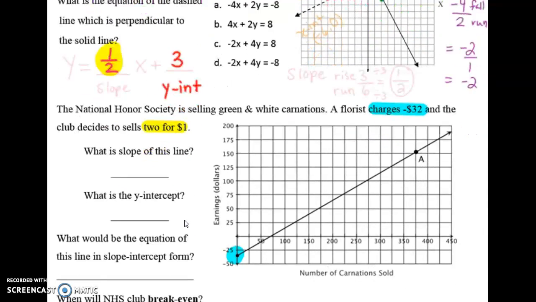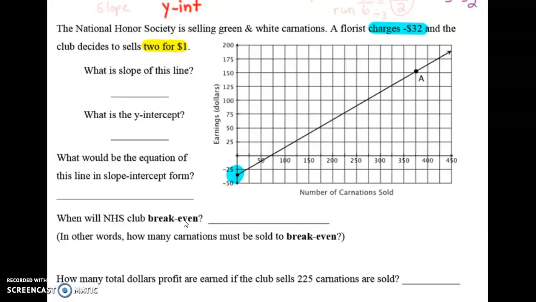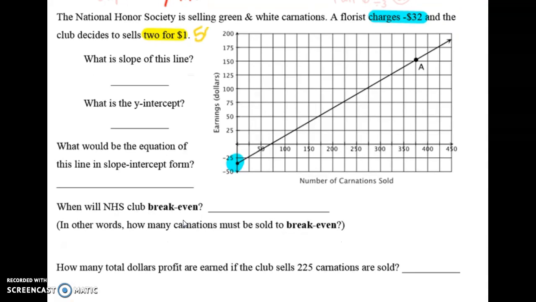Now, the next sets of questions deal with the National Honor Society, who are selling green and white carnations. The florist charges them $32. That's their fee. And the club decides to sell 2 carnations for $1, 1 green, 1 white. That causes them to be 50 cents a piece.